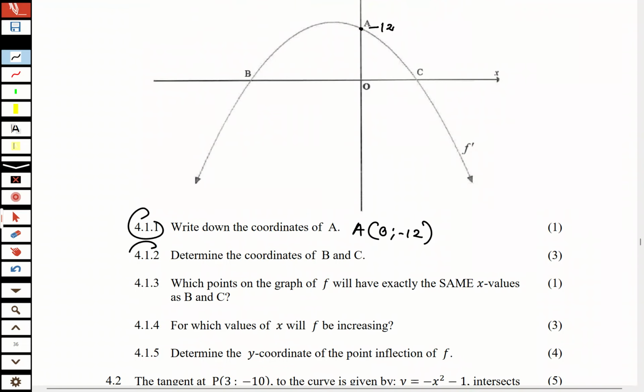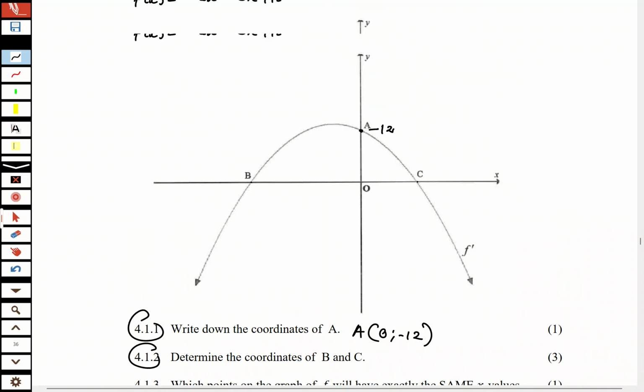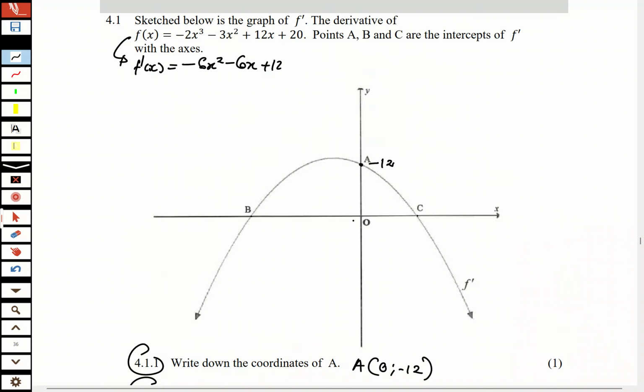So now the next question, determine the coordinate of B and C. The coordinate of B and C is the x-intercept of your quadratic function or this parabola. So we're just going to solve this. We treat this function as a function of y, like y equals. So we let this be 0 and solve for the x-intercept of this function. So this is going to be negative 6x squared minus 6x plus 12.